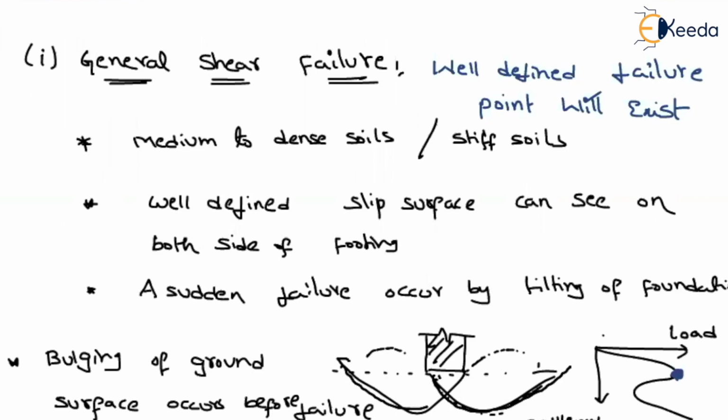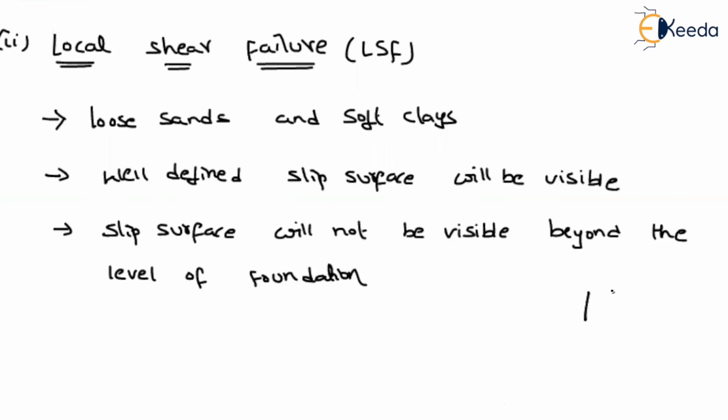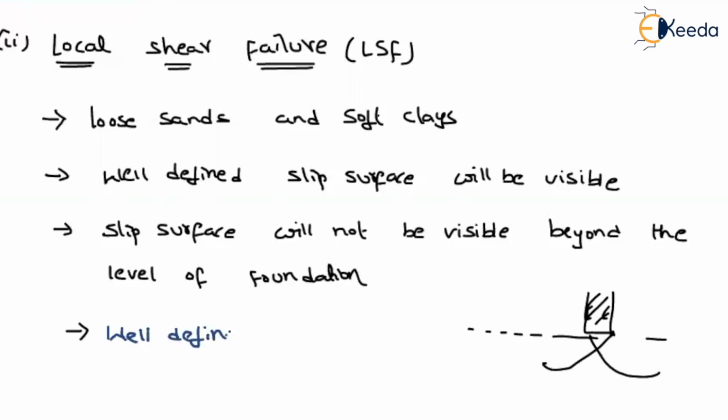But if it is a local shear failure, suppose if I draw how the failure will occur, let us say this is the level of foundation, the failure may occur up to like this only. That means this slip surface will not touch the level of foundation. That is what it represents here. And next point is that a well-defined failure point may not occur.